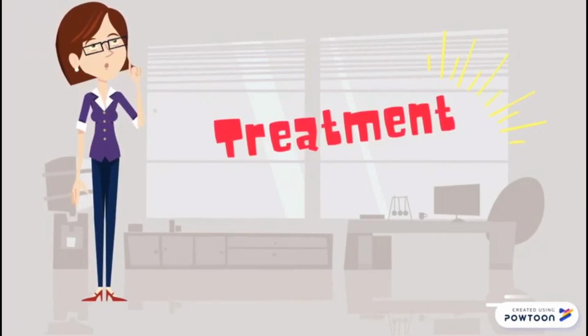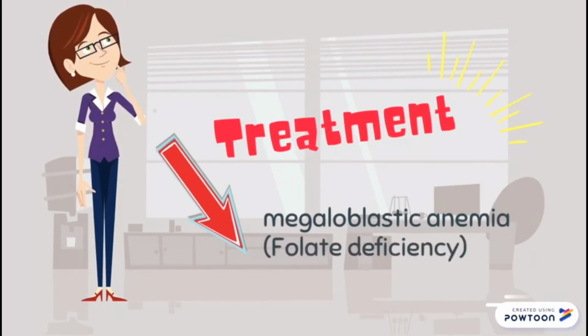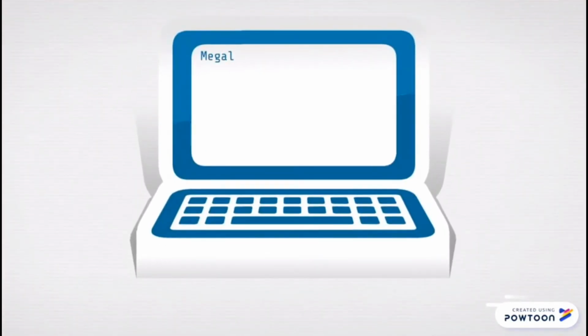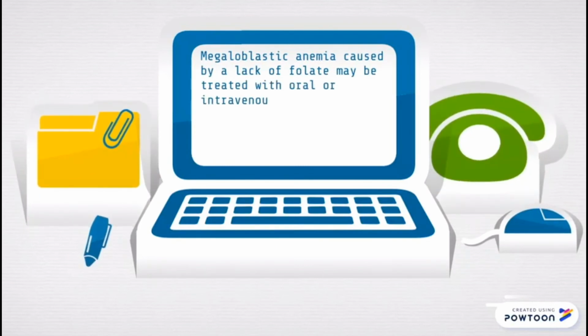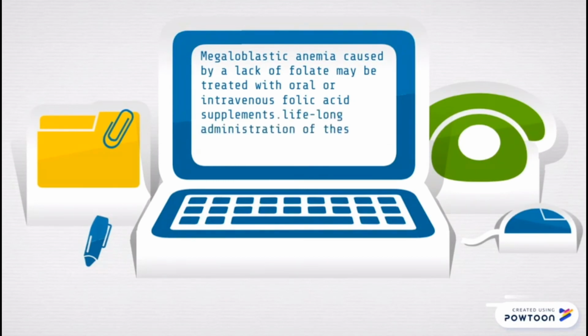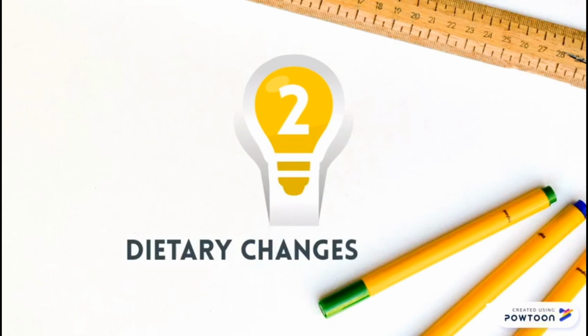Okay, so now let's move on to the treatment of megaloblastic anemia in the case of folate deficiency. Megaloblastic anemia caused by a lack of folate may be treated with oral or intravenous folic acid supplements. Lifelong administration of these vitamins may be necessary in most cases in treating this anemia. Next, implementing dietary change can also help in treating anemia.